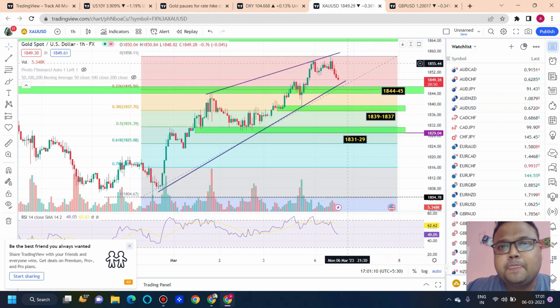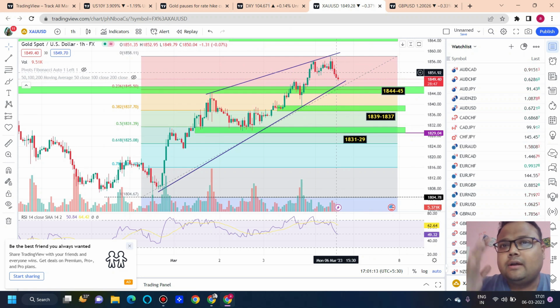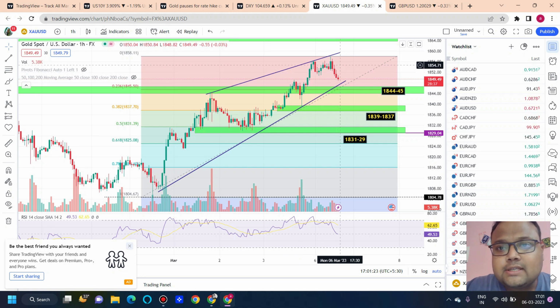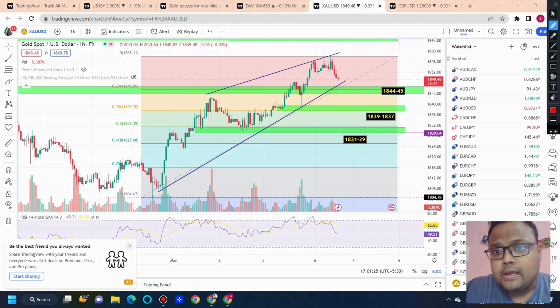In case this level fails, let's assume that DXY starts showing big green candles, and the bond chart starts showing big green candles, then obviously gold will start falling, and this level will also break, because no level is permanent in the market. Yes, this is a Fibonacci 23.6% retracement level, and previous resistance acts as support, but is this permanent? No. So we need to be very, very careful with our hard-earned money. As I always say, my dear friends, do not gamble with your hard-earned money.